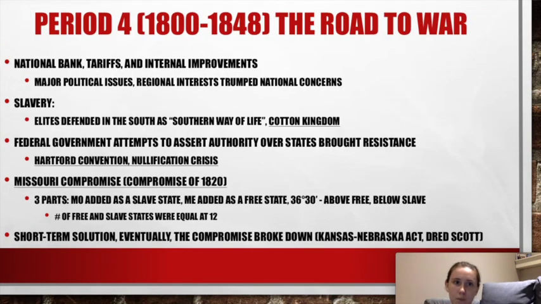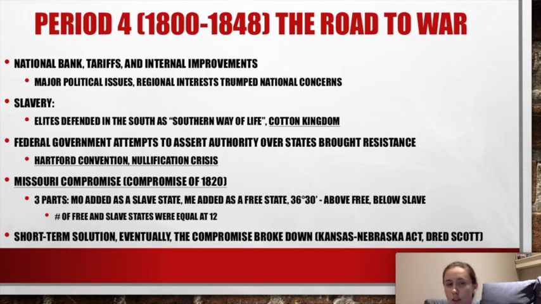Now, some of these internal improvements and some of these debates that are happening in the United States, such as: should we have a national bank? Should the federal government be this powerful to establish one? Should we have higher or lower tariffs? Should we be protecting American industries? And then internal improvements, where should we really allocate federal funds? Should we be concentrated in one area? Should we tend to benefit internal improvements that would help agriculture in the South, for an example?